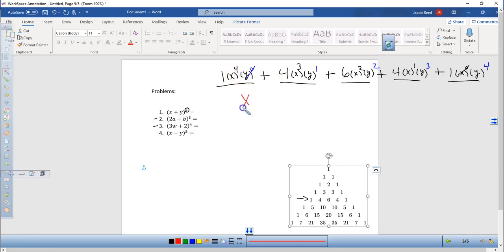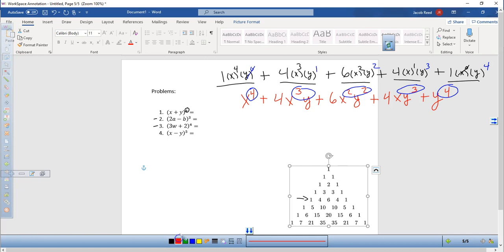1 times x to the 4th is just x to the 4th. 4x cubed y. 6x squared y squared. 4xy cubed. And 1y to the 4th. I want you guys to notice these right here.